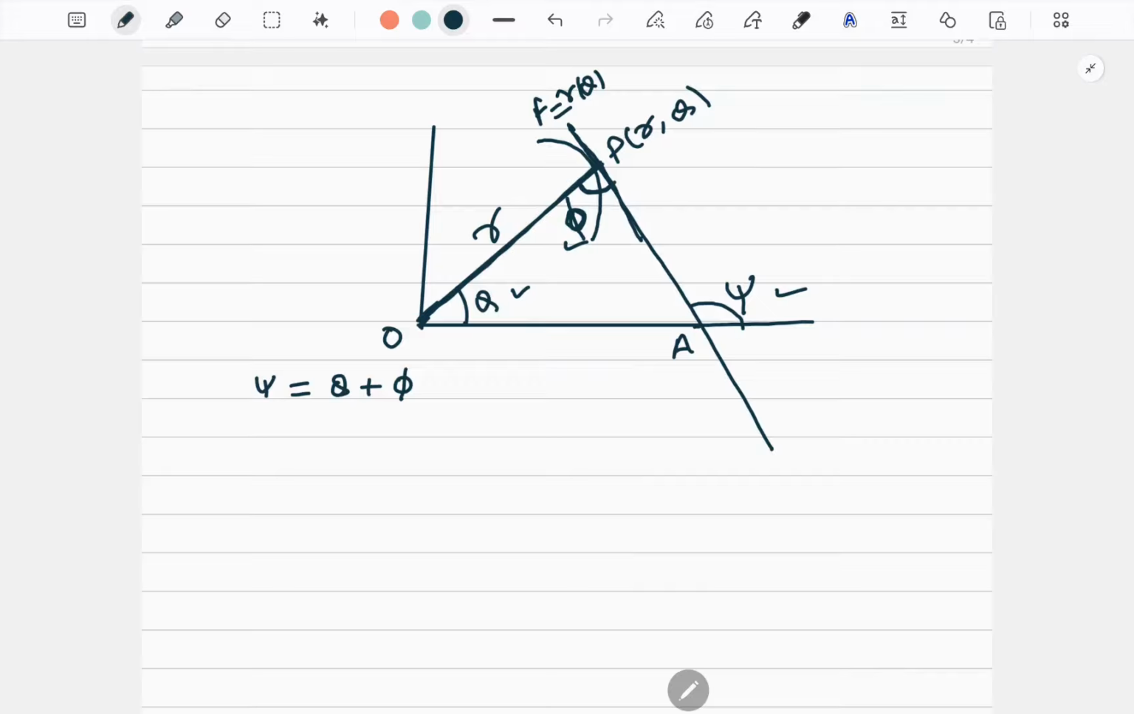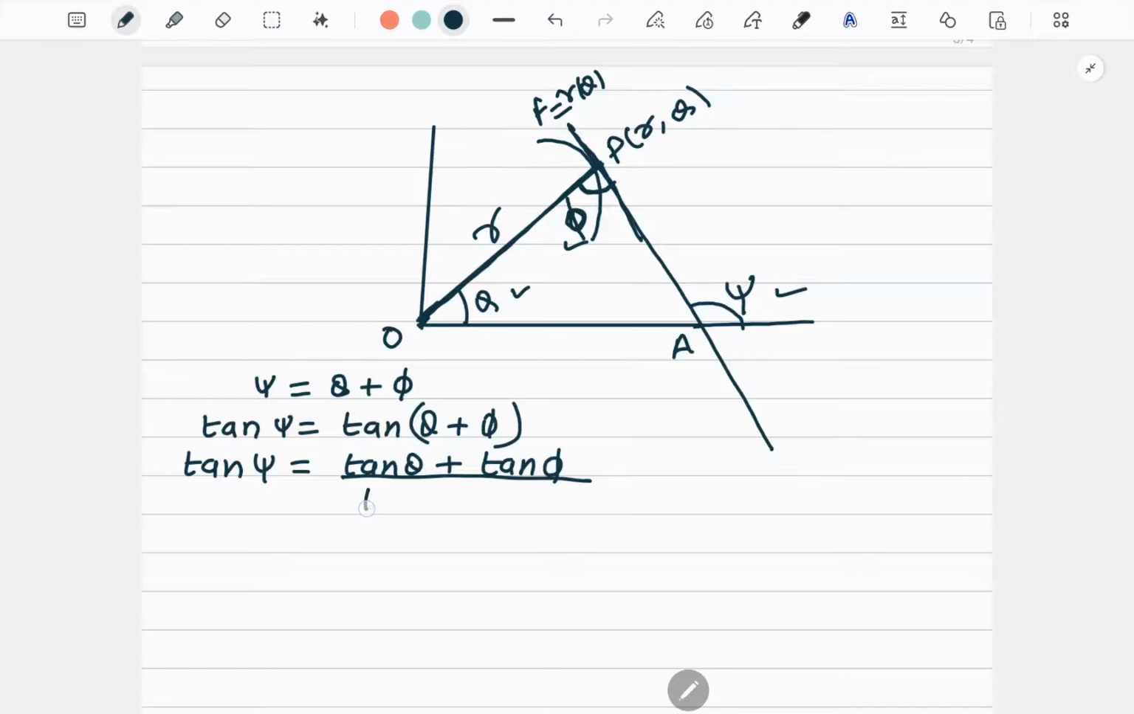Now what I am doing? I'll take tan on both sides. So tan psi is equal to tan of theta plus phi. Now what is tan of theta plus phi? It is tan theta plus tan phi upon 1 minus tan theta tan phi. If you remember, this is the formula of tan(A plus B). Right? So I got this. Let me name it equation number 1 and leave it here.